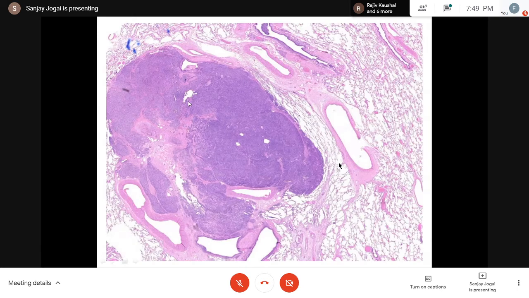Then we have another example, a very well-defined tumor. The background looks pretty unremarkable.